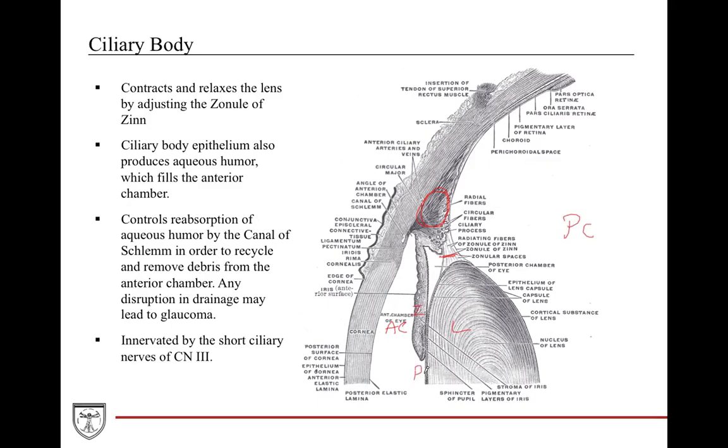And pretty much, again, talk about it in terms of glaucoma. The ciliary body is very important in glaucoma because there can be obstruction at this area called the canal of Schlemm, and if you have obstruction there, then you get glaucoma, because that is where this anterior chamber fluid, this aqueous humor, is actually recycled. And the short ciliary nerves innervate the ciliary body and allow for the contraction and relaxation of the zonules of Zinn.